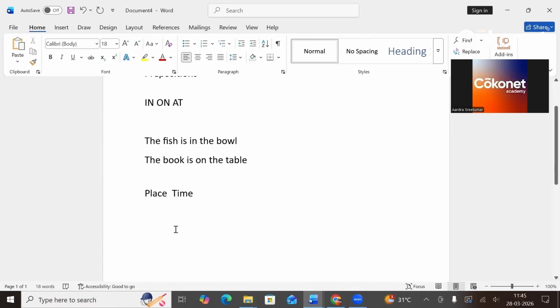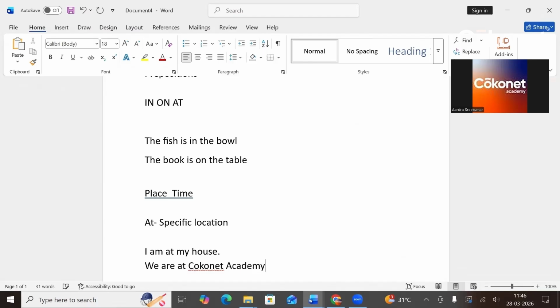Okay, now when it comes to place, at is used to indicate something very specific. A specific, particular location. For example, I am at my house, indicating the exact location where I am, right? Or say, we are at Coconut Academy. It indicates the exact location of where you are. That is where at comes into play.